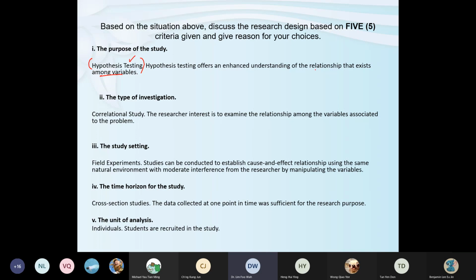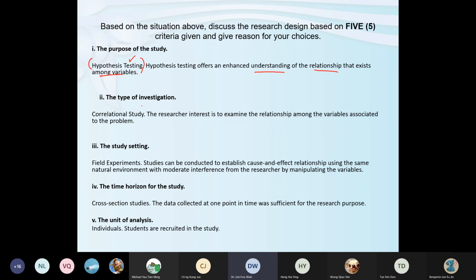Oh yeah, I want to investigate the relationship between the variables. Okay, you want to understand the relationship that exists among the variables as you have stated in the theoretical framework in question B. Use your own words to write. Then the type of investigation. We have learned we got so many types of investigations.